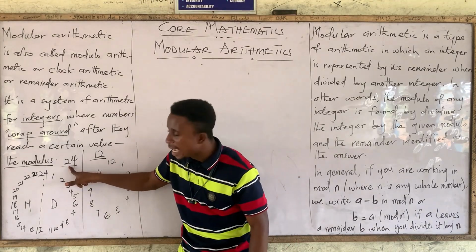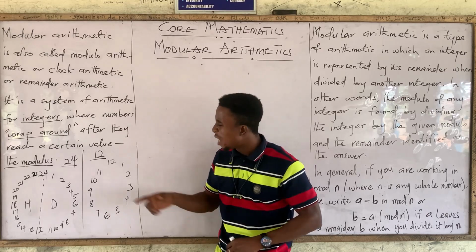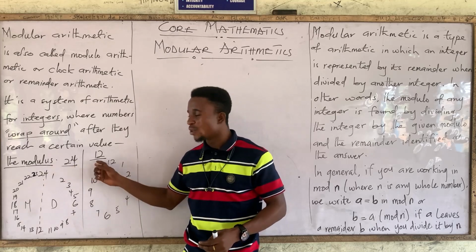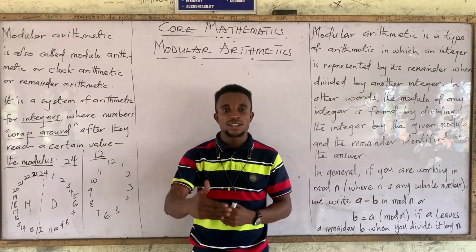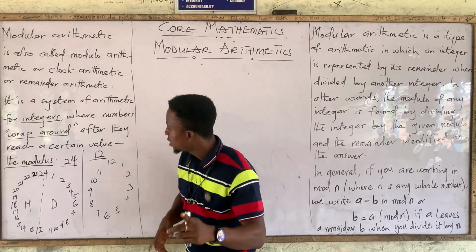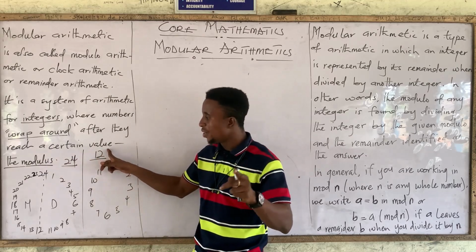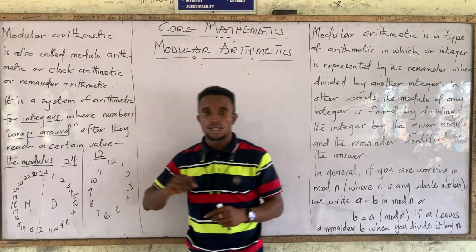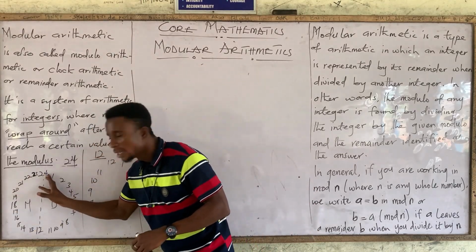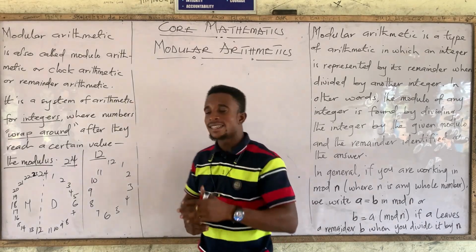So the modulus here is 24. That is that of the 24-hour clock. And when we come to the 12-hour clock, the modulus is 12. That is the number it gets to before it wraps around. Please, are we getting that? That is why I said after they reach a certain value, and the value is the modulus. Please, are we getting that? So immediately this one comes to the 24, then it starts again. Are we okay? So let's see something.